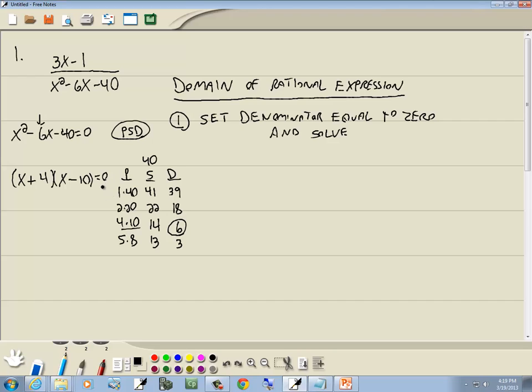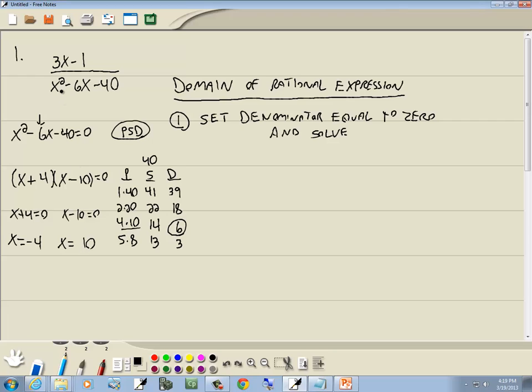Now, zero factor property says you get 0 on one side, you factor the other side, you set each factor equal to 0. So I'll set x plus 4 equal to 0, and I'll set x minus 10 equal to 0. Take the 4 over, it becomes a negative 4. Take the negative 10 over, it becomes a positive 10. Now, these are the values that cause us problems.